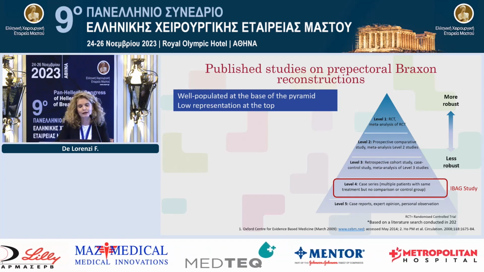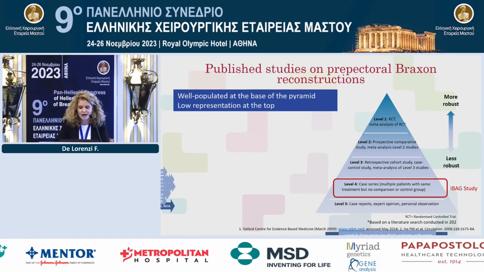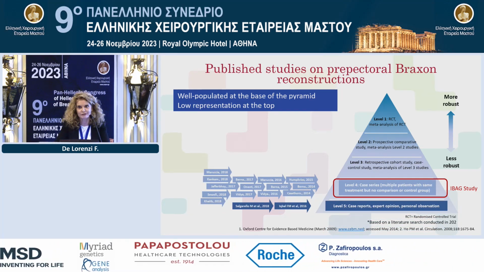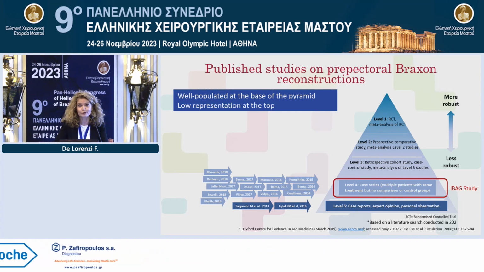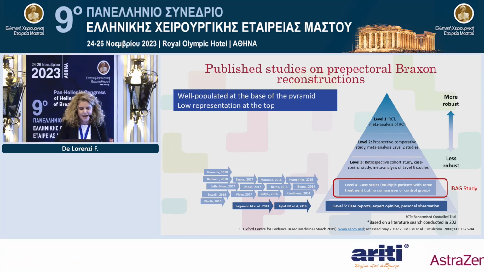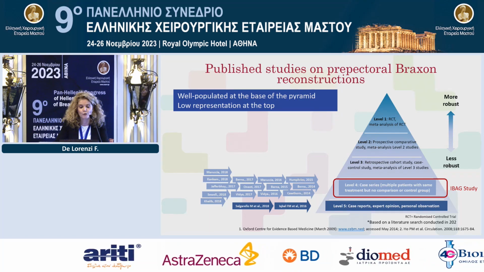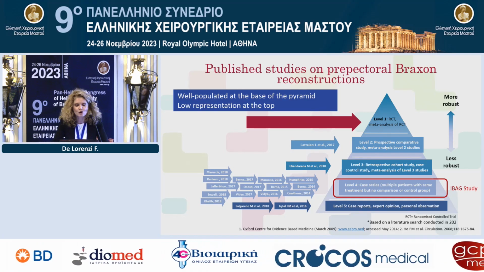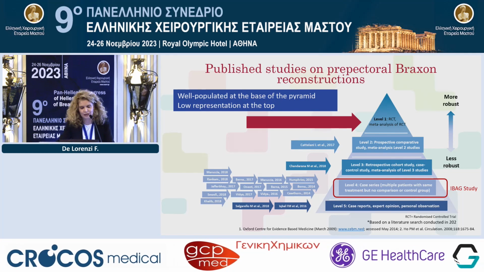In fact, if we look at the published literature on Braxton-assisted reconstruction, we have to say that the majority of papers are of low evidence. If we measure the papers against the pyramid of evidence, they are level 4 and 5. So the IGBES study is level 4. The pyramid is well populated at the base, but there is low representation at the top. So we had the idea, almost 3 years ago, to collect robust data to support this kind of reconstruction.